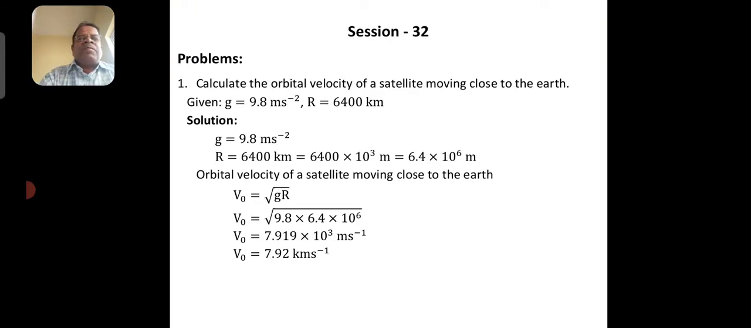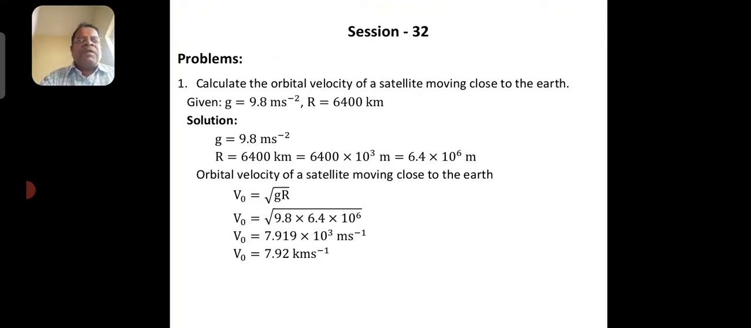Go to the first problem. Calculate the orbital velocity of a satellite moving close to the Earth. Given acceleration due to gravity g equals 9.8 meters per second square, radius of the Earth 6,400 kilometers. Go to the solution. Given g equals 9.8 meters per second square, radius of the Earth 6,400 kilometers, that is 6.4 into 10 to the power 6 meter.